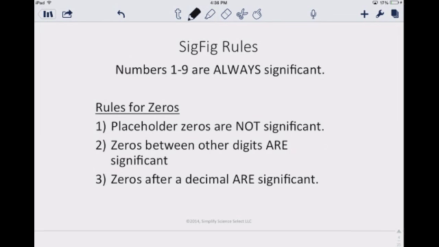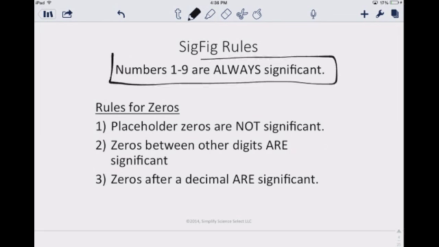Numbers 1 through 9 are always significant. So 1, 2, 3, 4, 5, 6, 7, 8, 9, always significant no matter what. Really what gets confusing for significant figures are the rules for zeros. Placeholder zeros are not significant. So an example of this would be 100. Those zeros are placeholders. They're not significant.